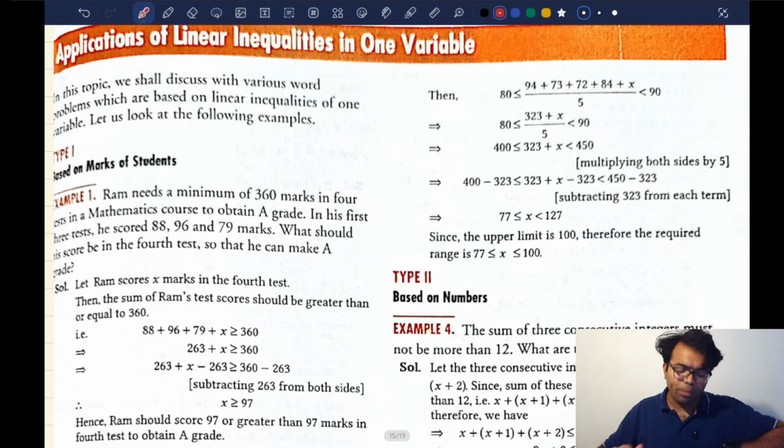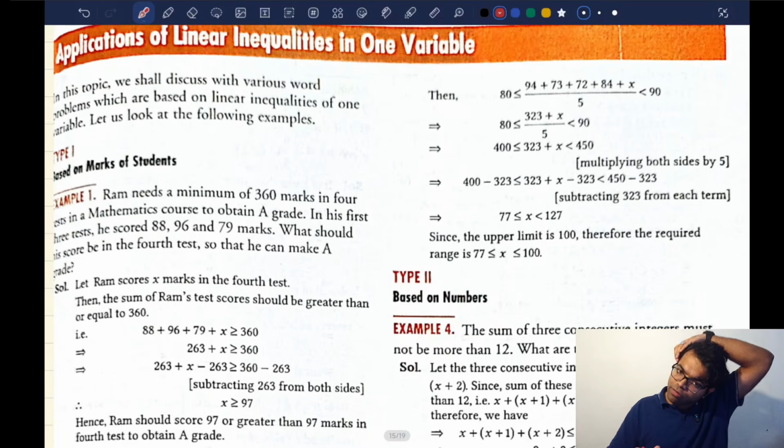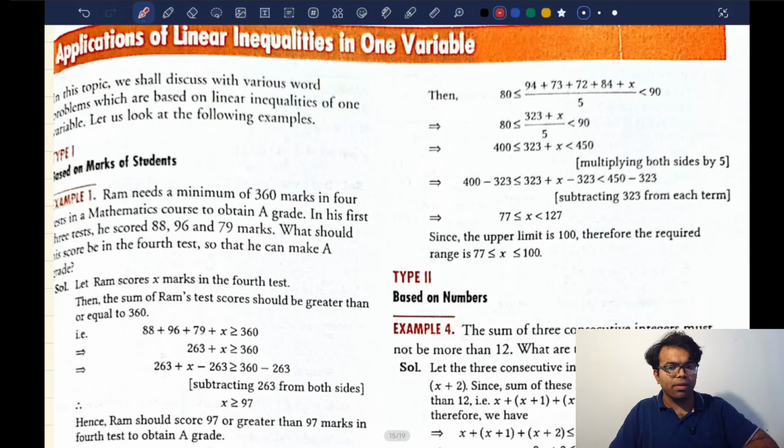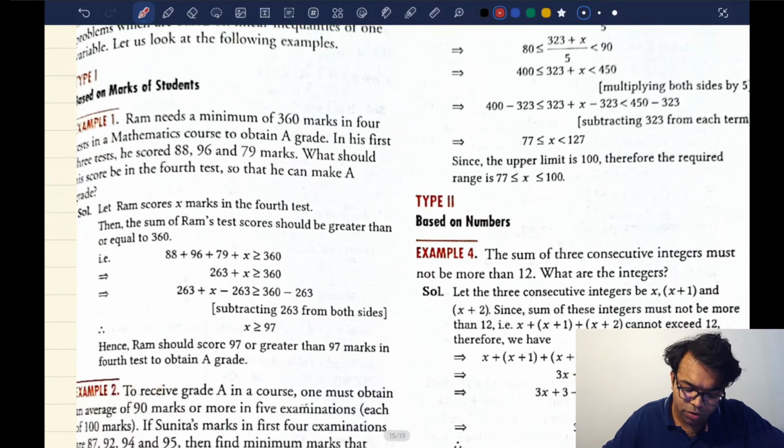So the next topic that we are going to do is application of linear inequalities in one variable. I told you, we are only going to discuss one variable when I began this chapter. Here also we are going to do only one variable type of questions. Now let's look at the first question.